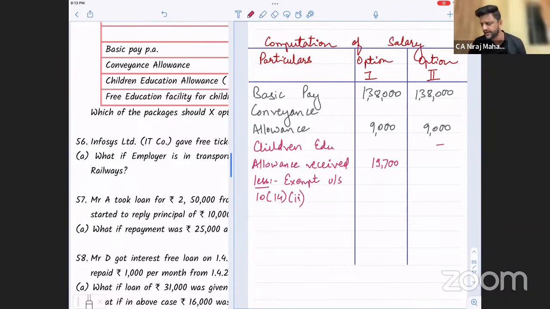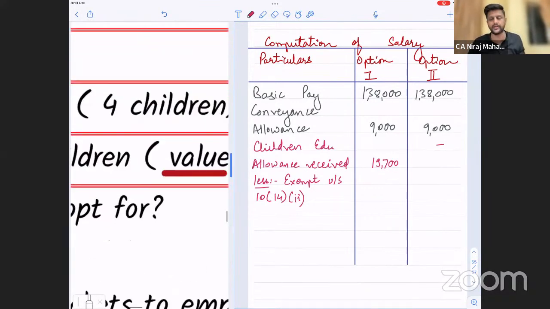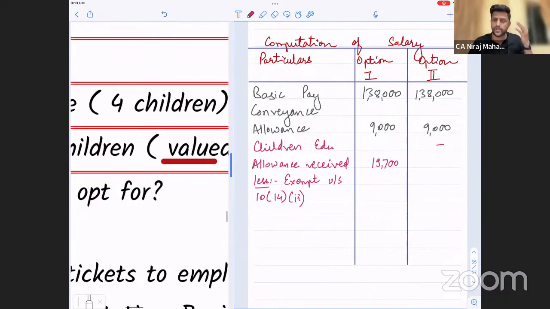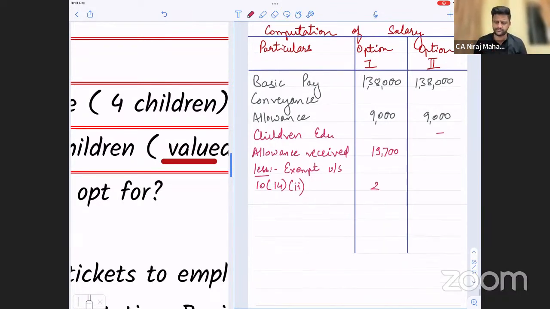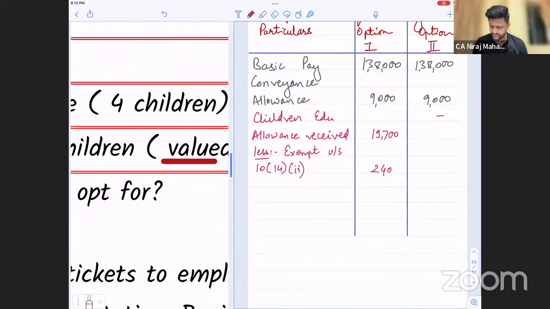It should be very much in your mind now, absolutely clear and fast. 2,400, yes or no? Rupees 100 per month per child. He has 4 children, but we can take only up to 2 children. So 1,200 rupees for one child, therefore 2,400 maximum. We are not doing this for the first time now. Clear to all of you?